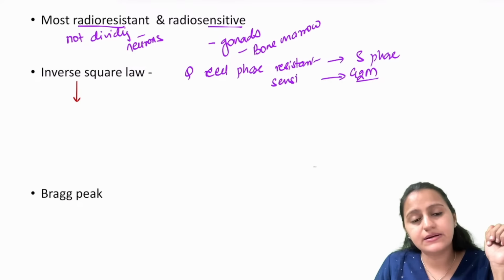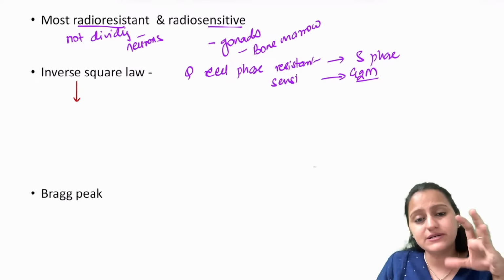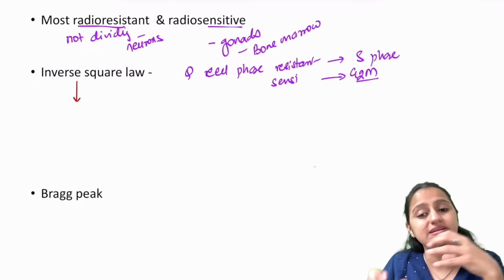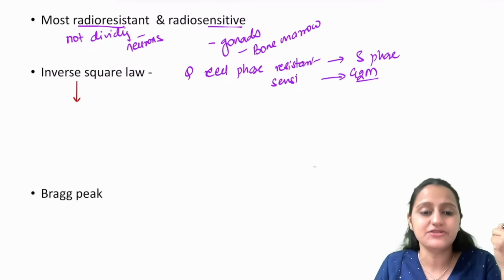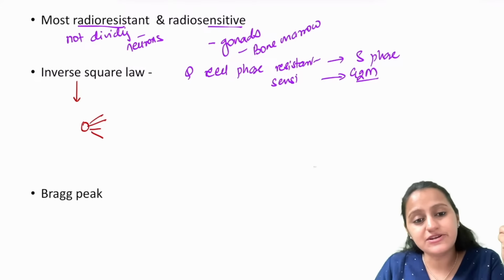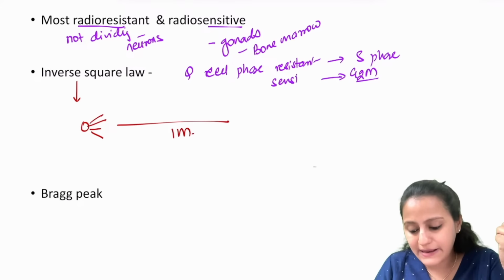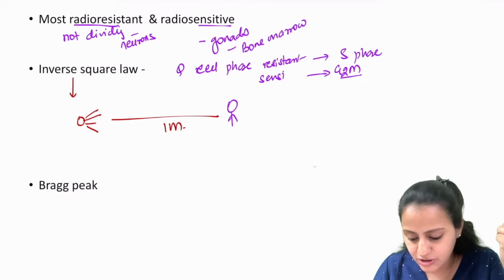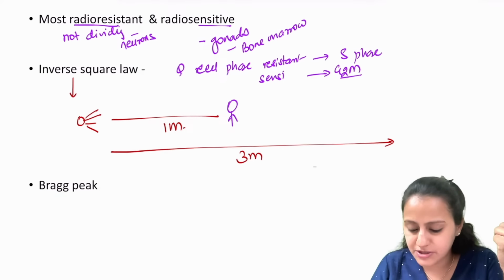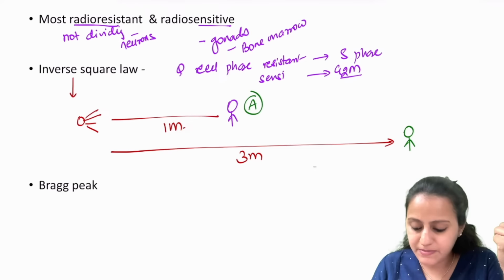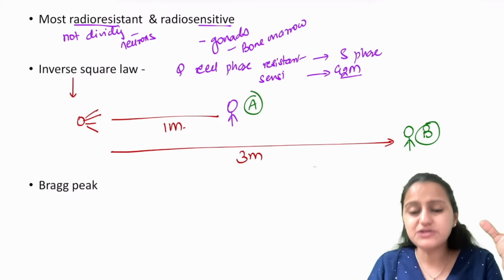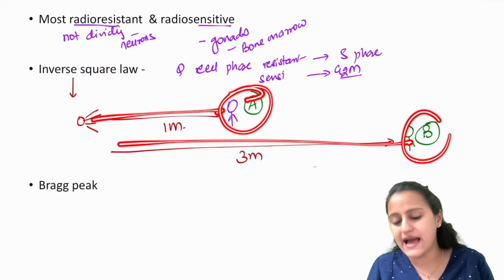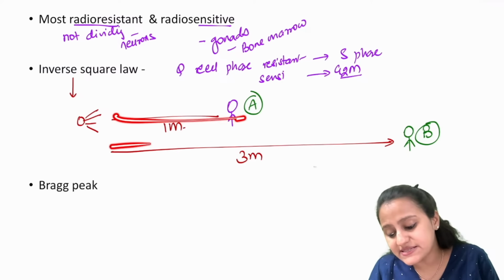Inverse square law. Okay, what is inverse square law? Inverse square law basically tells you the relation between the distance and the radiation intensity reaching a point. Imagine this is a radiation source. At a distance of 1 meter, you have one person standing here. At a distance of, let's say, 3 meters, you have another person standing here. Person A, person B. So how much will be the difference in the radiation intensity reaching person A and person B? So how does the distance determine that?